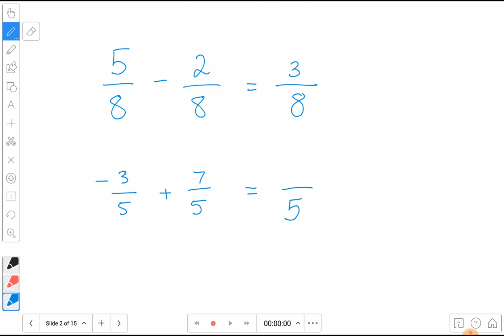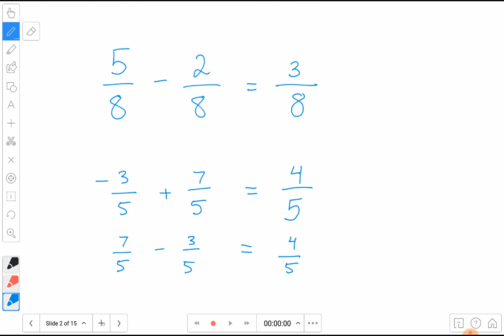Here we can look at -3, and then we're going to add 7. So what is -3 plus 7? -3 plus 7 is +4. So we're left with 4/5. This is the same thing as 7/5 minus 3/5. If we just rearrange, put the 7 here and the -3 here, 7/5 minus 3/5 also equals 4/5.